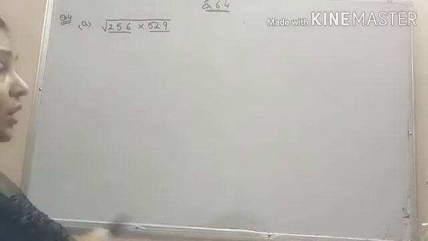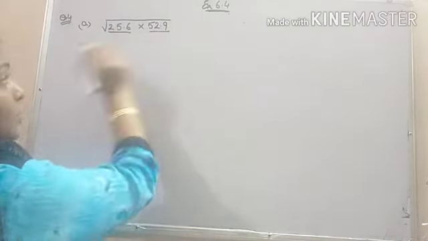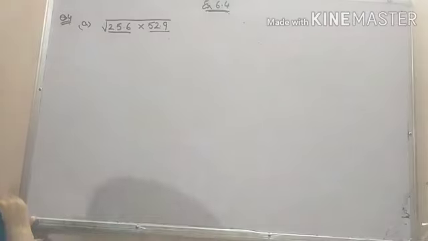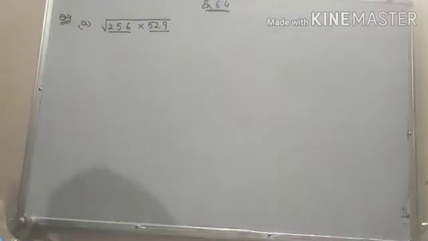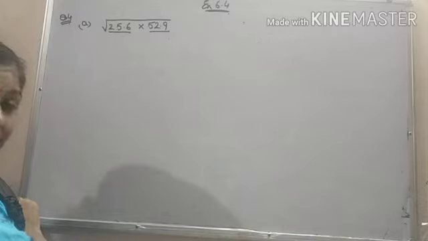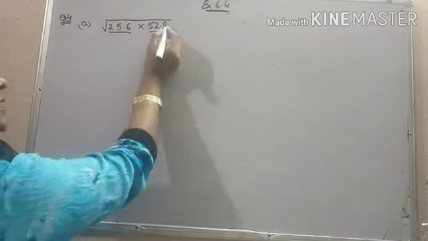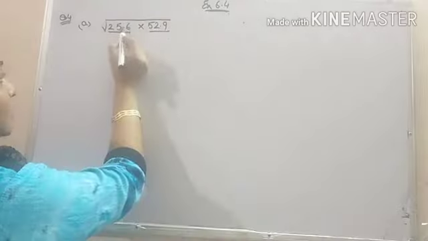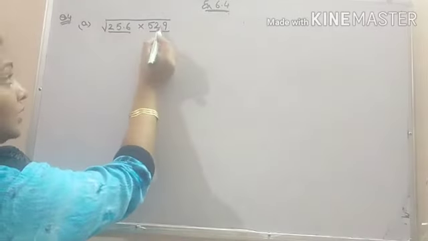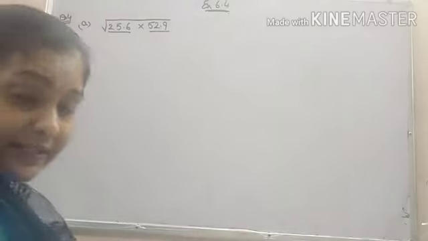One method to solve it is that first of all you multiply both the numbers. But if you multiply both the numbers, it will take a lot of time. So the best way is to find the root separately. But you will see that there is only one digit after the decimal.